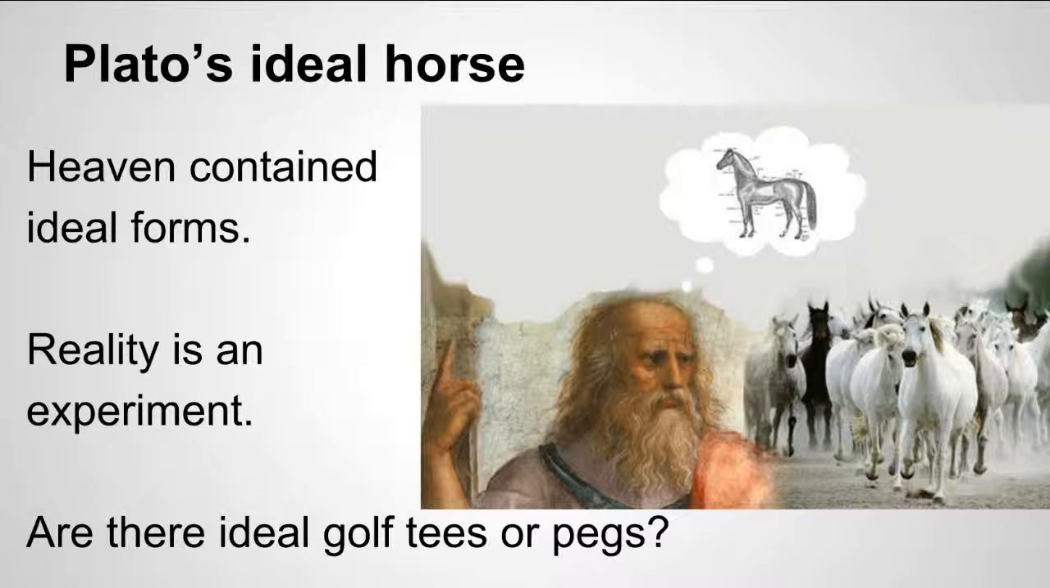Plato believed that there was an ideal horse. After looking at all the horses, an ideal horse will emerge in your brain. If you live with horses, all of a sudden an ideal horse will start to appear. Every single horse that you see will be an imperfect version of the ideal form. So reality is just filled with imperfect, approximate form. Are there ideal golf tees? Are there ideal pegs? Ask yourself that question. If you're trying to create form, ask yourself that question.